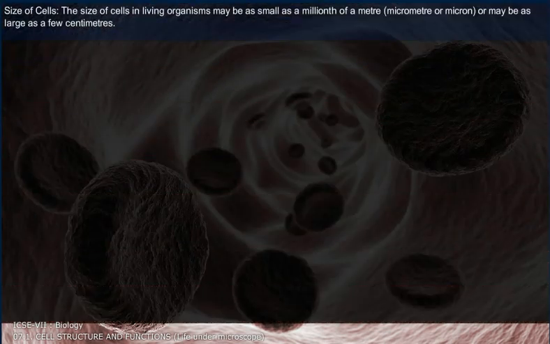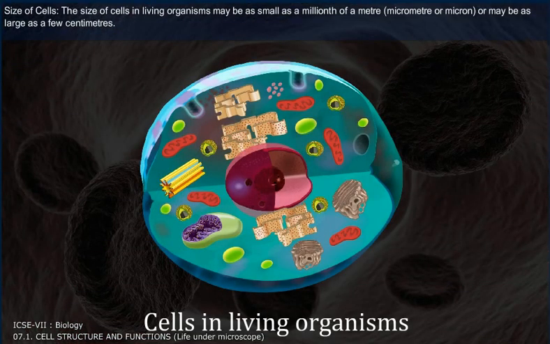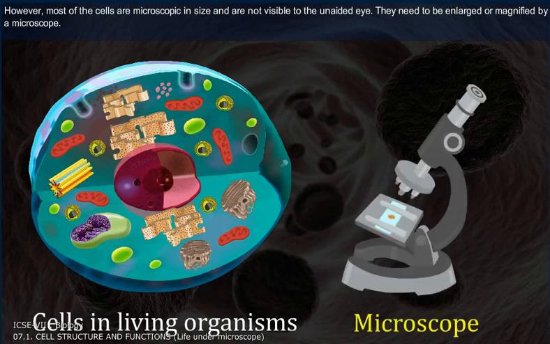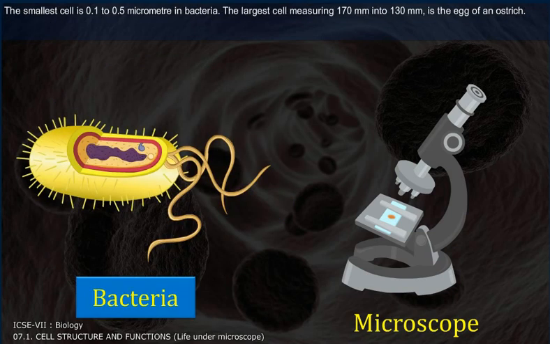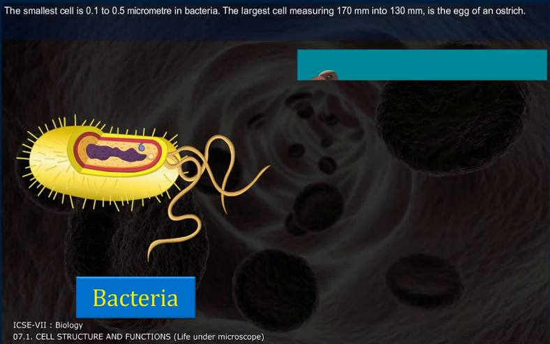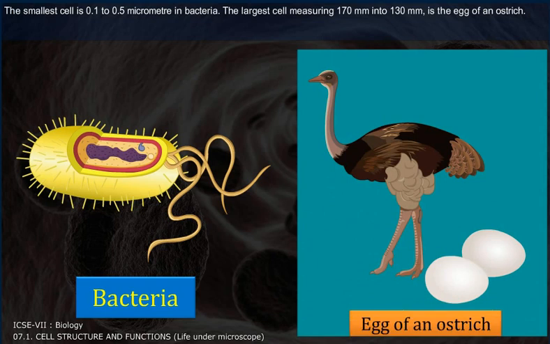Size of the cells. The size of cells in living organisms may be as small as a millionth of a meter, a micrometer or micron, or may be as large as a few centimeters. However, most of the cells are microscopic in size and are not visible to the unaided eye. They need to be enlarged or magnified by a microscope. The smallest cell is of 0.1 to 0.5 micrometer in bacteria. The largest cell, measuring 170 mm by 130 mm, is the egg of an ostrich.